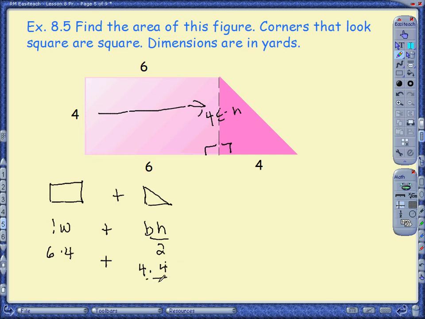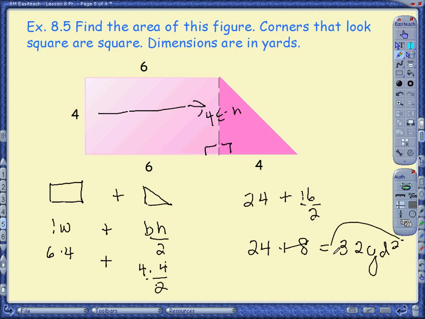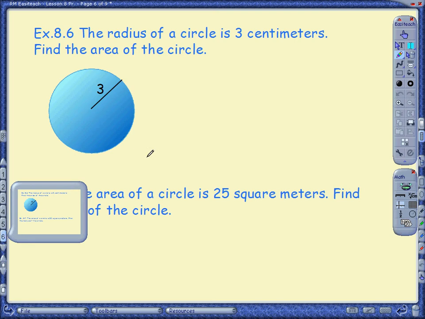So we have 4 times 4 divided by 2. 6 times 4 is 24. 4 times 4 is 16 divided by 2. So we have 24 plus 8, and that equals 32 square yards. And that's our answer. Okay, next problem.